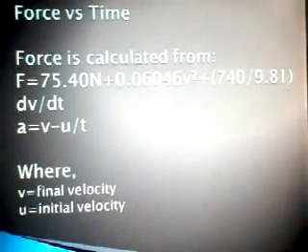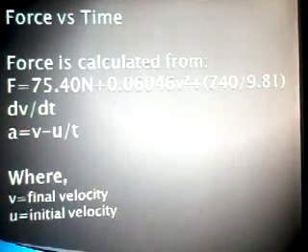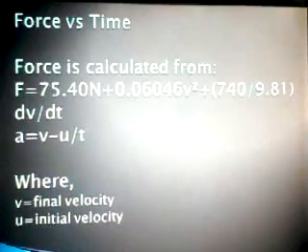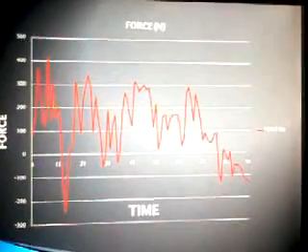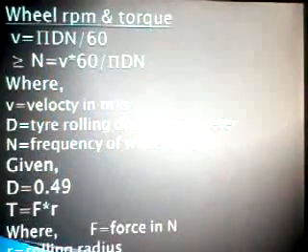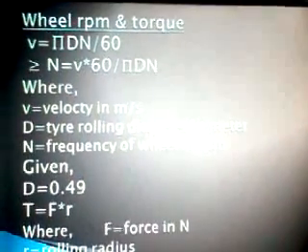Now the force is being calculated by this formula, where V is the final velocity and U is the initial velocity. This is the plot between force and time. And then we have calculated wheel RPM and torque.